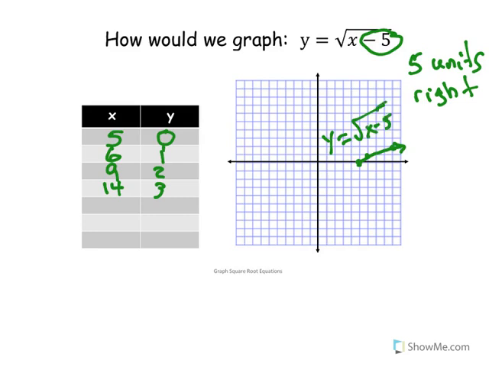And it turns out that we were exactly right. We expected this from the -5 in the radical to move us 5 units right, and it did in fact move my original graph, which was centered at the origin, 5 units out to the right.